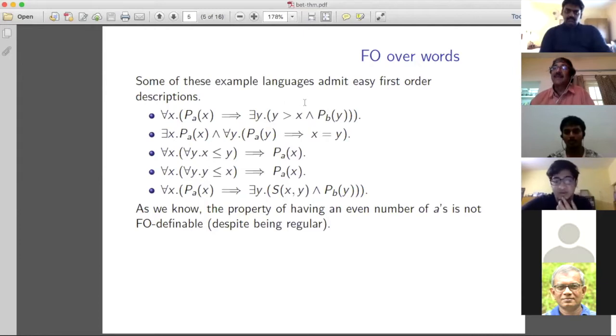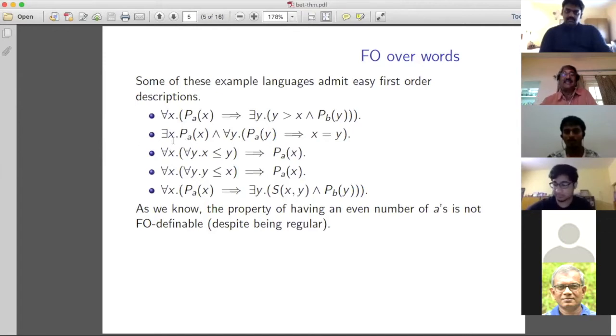Sir, what is monadic? Don't worry about it. Unary predicate. It's just, monadic, dyadic, triadic is a term. Dyadic means binary, and triadic means ternary. Okay, sir. Yeah, it's fine. It's just that I'm used to the terminology.